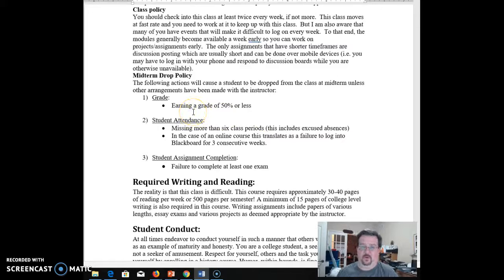If you aren't performing well in the class at midterm, if you have less than a 50%, or if you missed more than 6 class periods, which for an online class translates to you not checking into Blackboard for 3 weeks, then you'll be dropped. You'll also be dropped if you don't complete at least one of the exams.